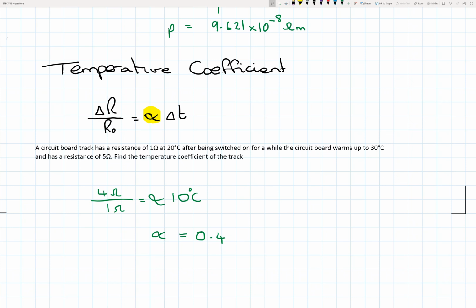0.4. It is 0.4 per degree Celsius, but quite often you'll see it without any units at all, so I'm just going to leave it as is. And that will do us, I think, for this video altogether. There's not a lot more we can really say about temperature coefficient. Okay, we could look at finding the original resistance or whatever, but it's straightforward. Yay!